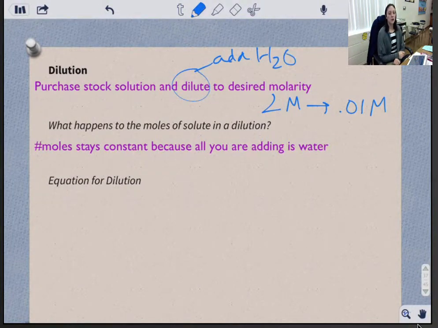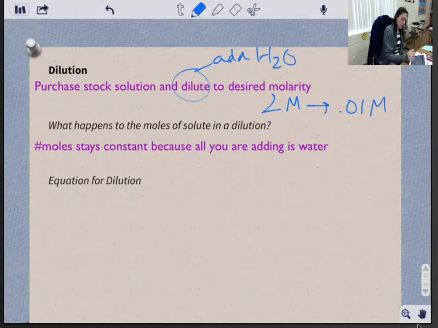So what happens to the moles of your solute when you're doing a dilution? Your number of moles stays constant, because all you're doing is adding water. I am not adding more of the actual stock stuff. All you're doing is adding more water molecules to it. So the number of moles of the stuff I have always stays the same. I'm not adding more moles of stuff, I'm adding more water around it, trying to get it to be more dilute.